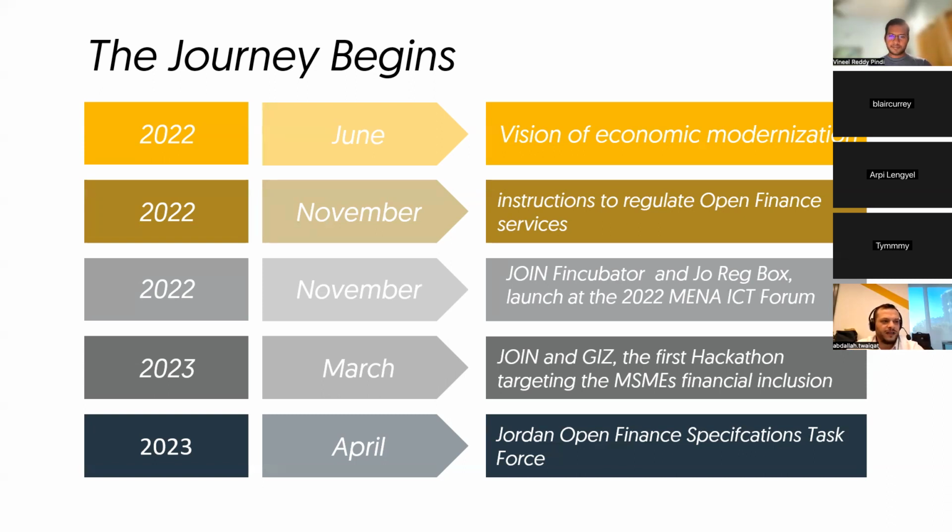And then we launched our first hackathon targeting the MSMEs, with the help of one of our partners, the GIZ from Germany, to increase the financial inclusion rates for the micro, small and medium enterprises here in Jordan. Most of the landscape of enterprises here in Jordan consists of micro, small and medium enterprises. That's why we targeted that specific segment in the first phase. In 2023, we gathered the Jordanian banks to start our Jordan Open Finance Specifications Task Force. We'll discuss it in a bit.